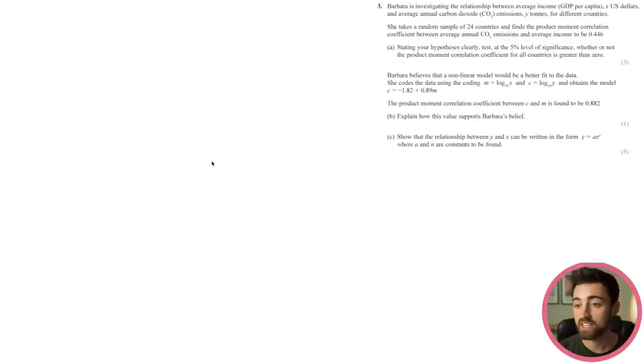Question three. Barbara is investigating the relationship between average income and average annual carbon dioxide emissions for different countries. She takes a random sample of 24 countries and finds the product moment correlation coefficient between average annual CO2 emissions and average income to be 0.446. Stating your hypotheses clearly, test at the 5% level of significance whether or not the product moment correlation coefficient for all countries is greater than zero.